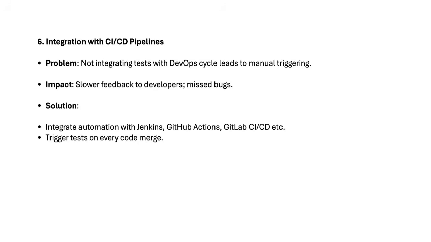And the best solution for this is to integrate your automation with either Jenkins, GitHub Actions, GitLab CI/CD, etc. Any of these, and then make sure that as soon as the new build is created or code is merged, the test case trigger should happen by itself automatically. Even if the developer merges the code or the tester merges the code, that doesn't matter, but it should by itself take care of running the tests. So this is one major challenge.